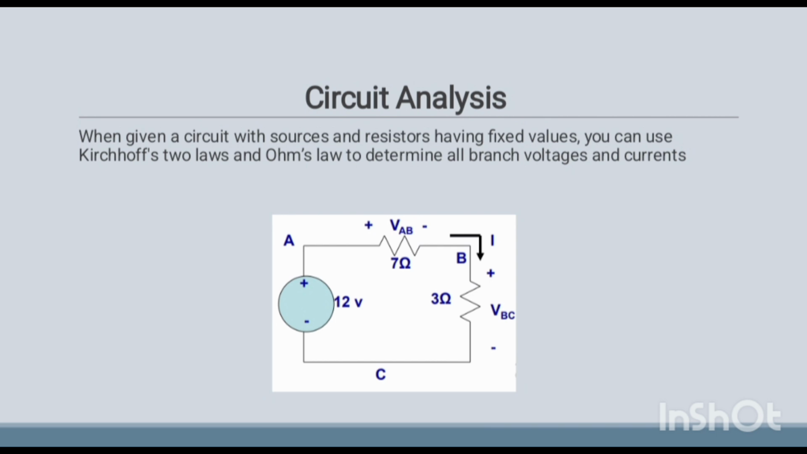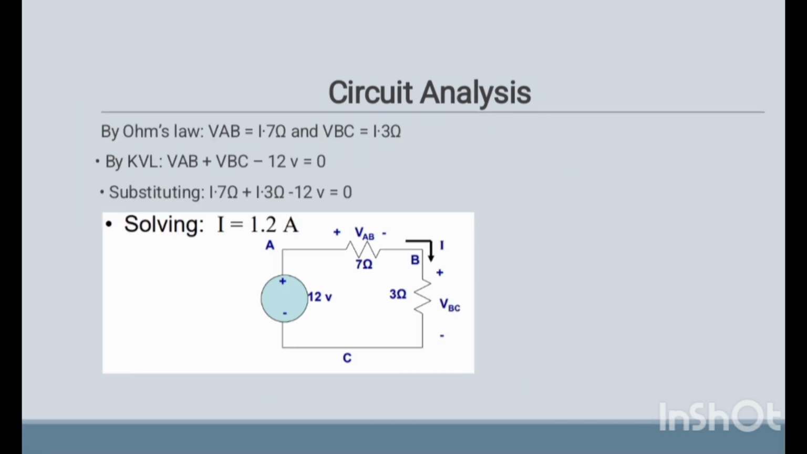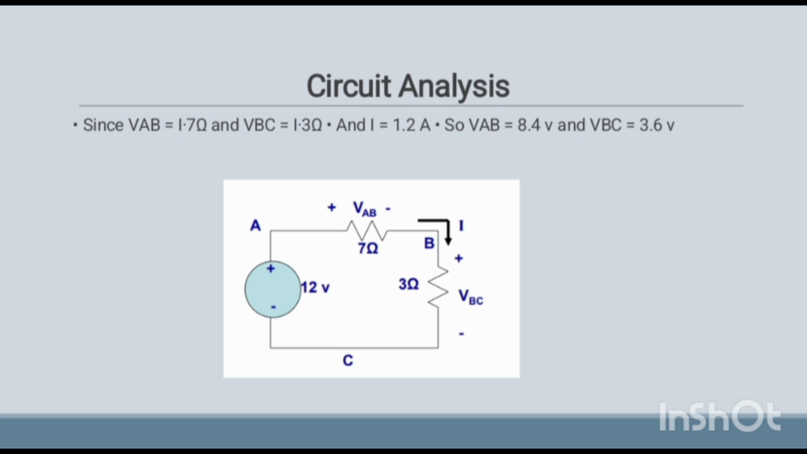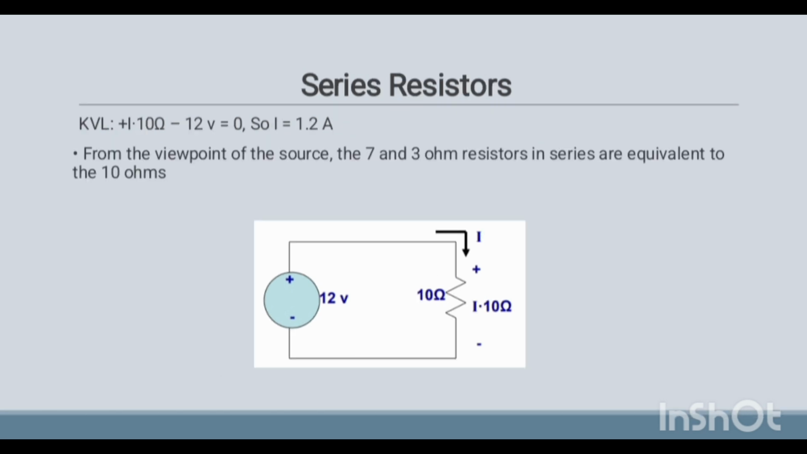Next, here applying VAB plus VBC minus 12 volt equals 0. Substitute the values and solve this equation. We get the current value 1.2. Next, the series connection. In the series connection, see the circuit diagram. Current into 10 ohm minus 12 volt equals 0. Already we found the current value, that is I equals 1.2.